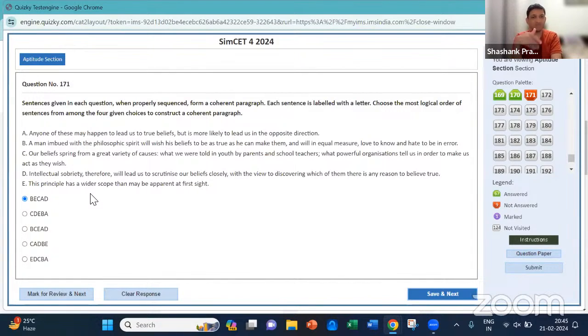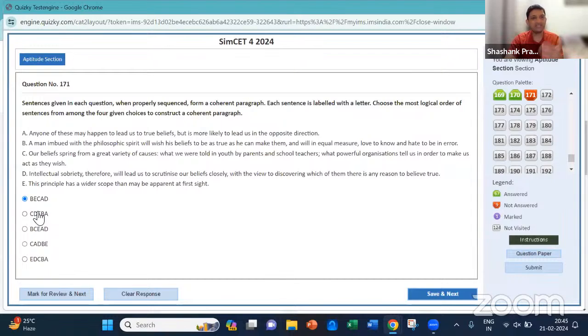Okay, wider scope. Then C is talking about the wider scope, great variety of causes. BEC. Any one of these may happen. ठीक है. Yeah, BECA is fine. And D. Intellectual sobriety therefore will lead us to scrutinize our beliefs closely. ठीक है. Because they lead us in opposite direction. I think this is fine.